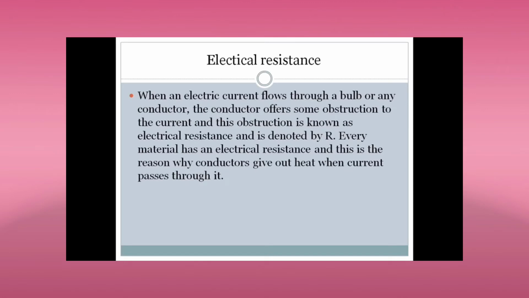Next, what is electrical resistance? The obstruction offered by the conductor to the flow of electrons is called resistance. It is denoted by R. Every material has an electrical resistance, and this is the reason why conductors give out heat when current passes through them.